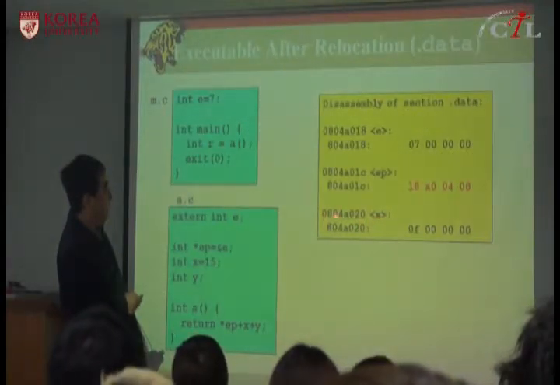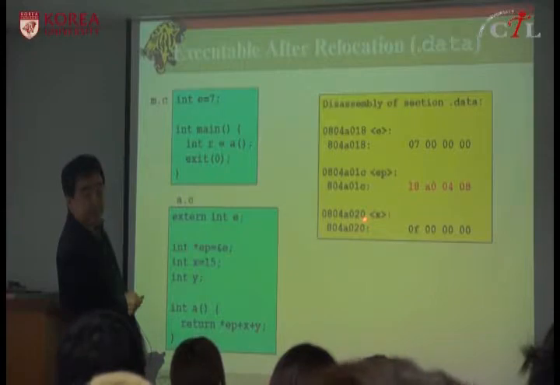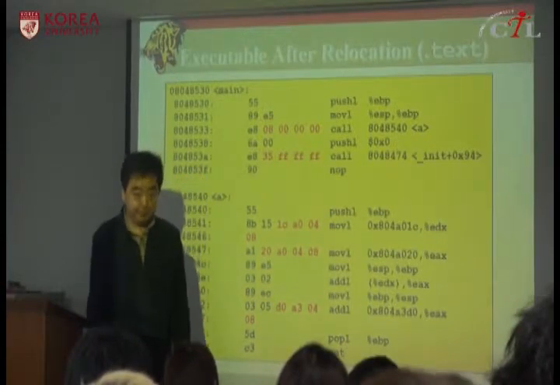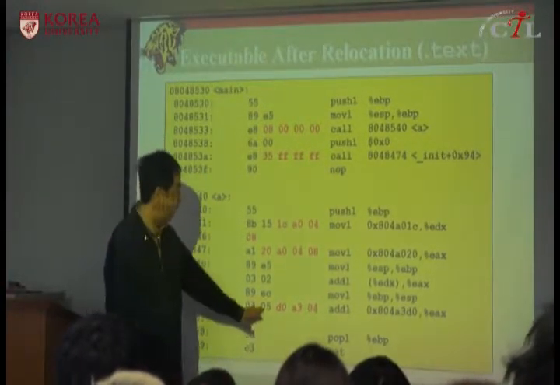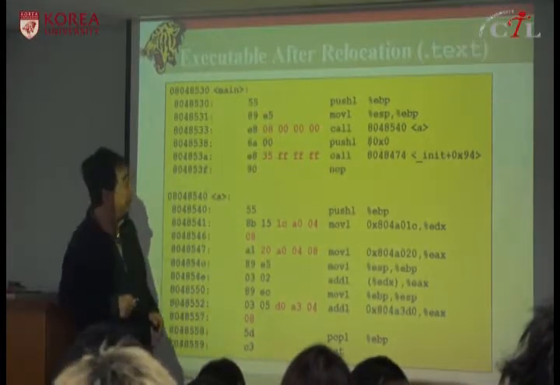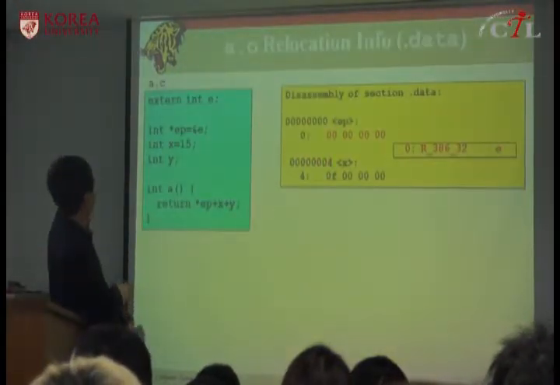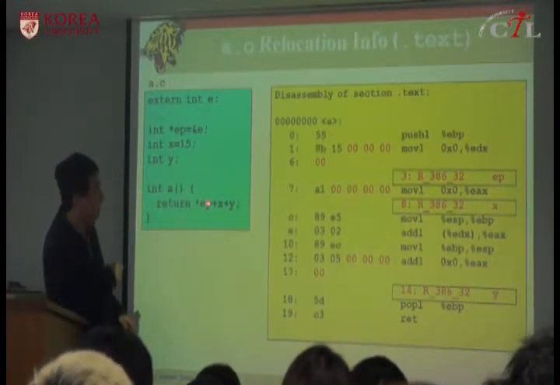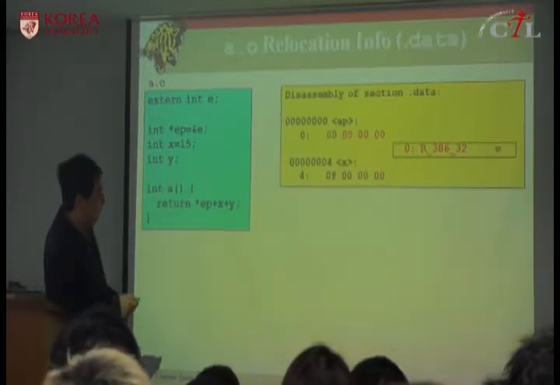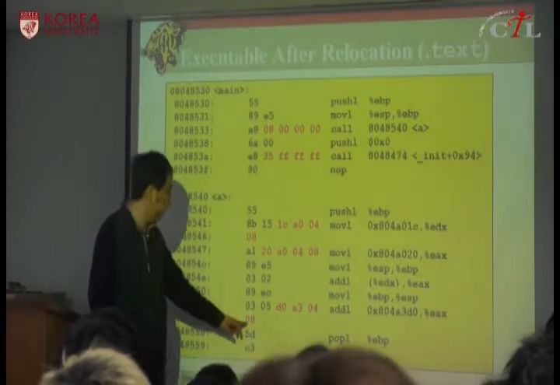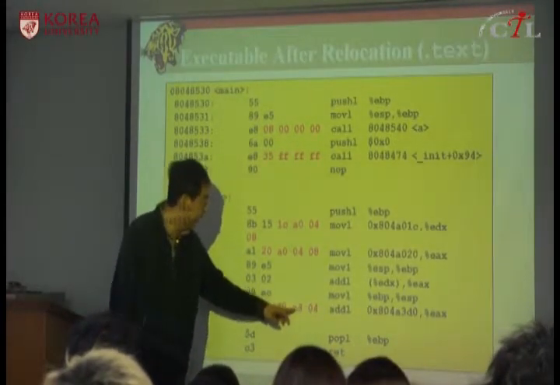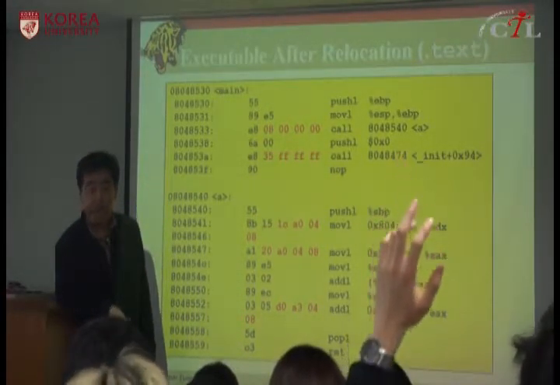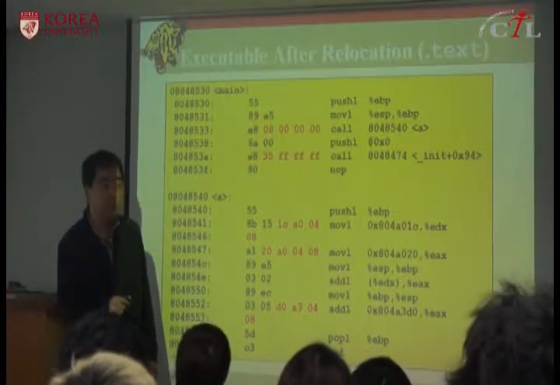The address of X is here, 0804A020. That is the address of X. And the address of Y is in the BSS section, because Y is an uninitialized global variable. The BSS section is not shown here, but there should be the address 0804A3D0, which is some distance after the data segment.